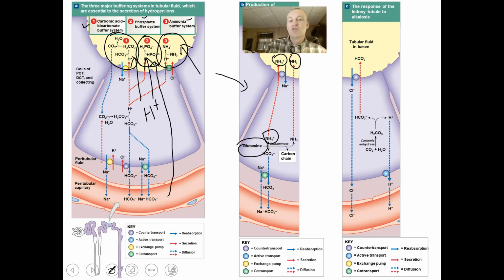Now on the flip side, if we have too much bicarbonate and we need some hydrogen ions to go into the bloodstream, we can use the carbonic acid bicarbonate buffering system to make hydrogen ions that we put into the bloodstream, and then the kidney can excrete bicarbonate ions into the filtrate. That's a little bit more rare than the other situation of getting rid of the hydrogen ions in the filtrate.